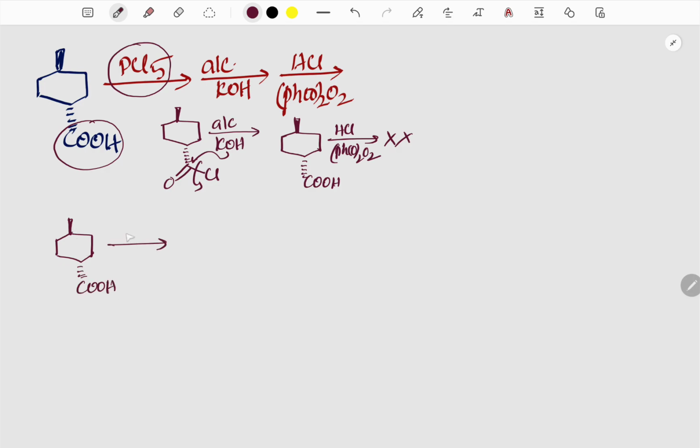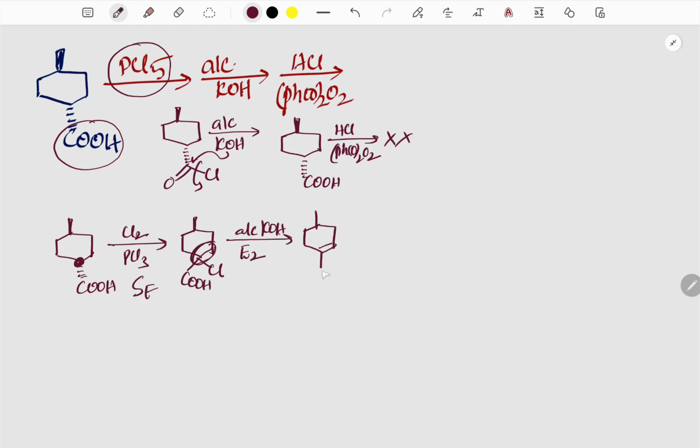COOH. Initially we add Cl2 and PCl3. It undergoes electrophilic substitution. So the alpha carbon tautomeric proton is replaced and forms the corresponding chlorine compound. It is an electrophilic substitution. Now we are adding alcoholic KOH. So it undergoes elimination through the E2 mechanism and forms the corresponding alpha beta unsaturated carboxylic acid.